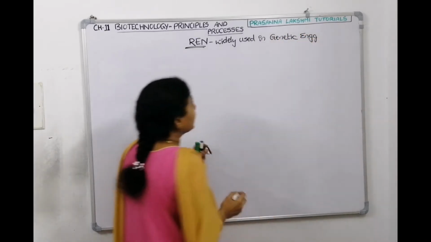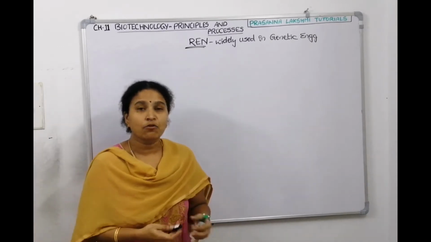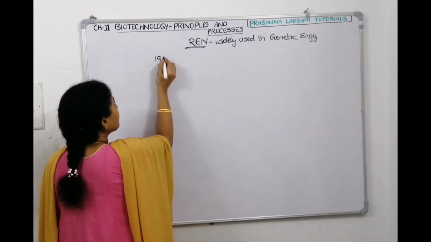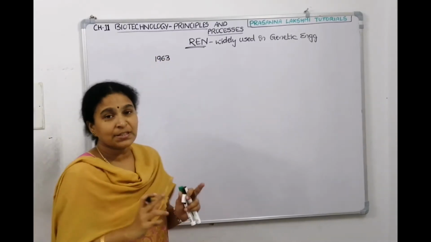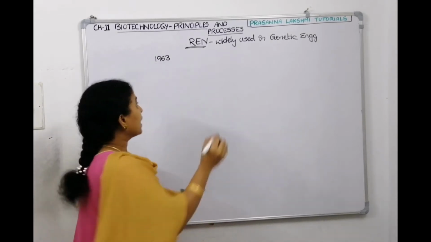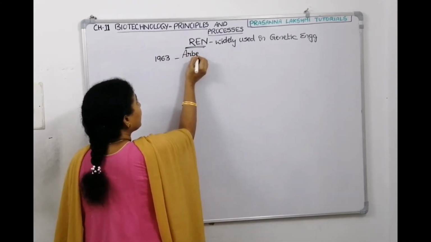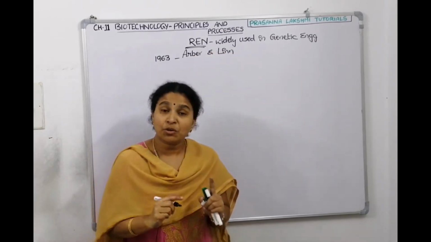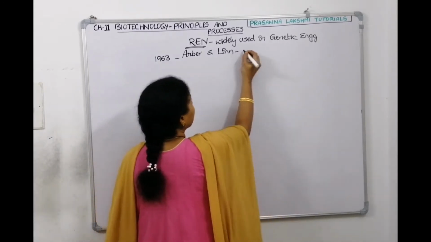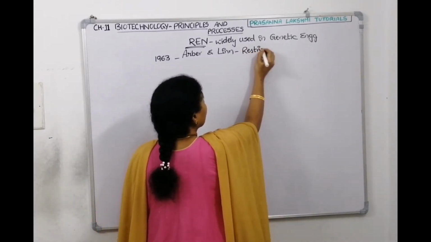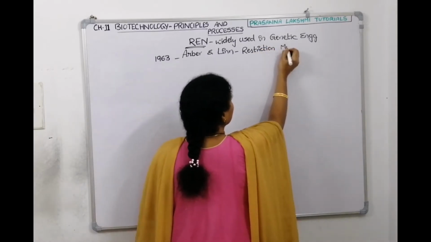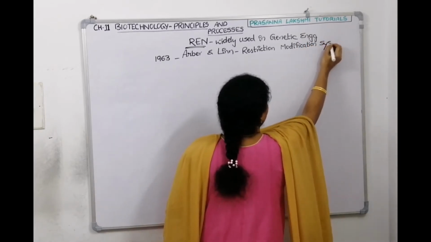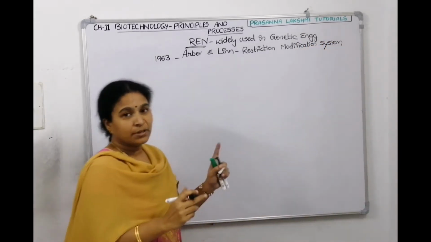Who are the scientists we can give the credit to for first isolating restriction enzymes? In NCERT we have seen that they started in the year 1963. Two scientists, Arber and Linn, identified the restriction modification system in E. coli. This we have done in the previous class, so you can look into the previous lecture to get this data.